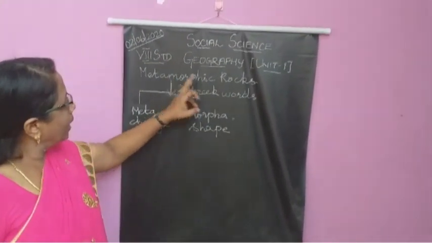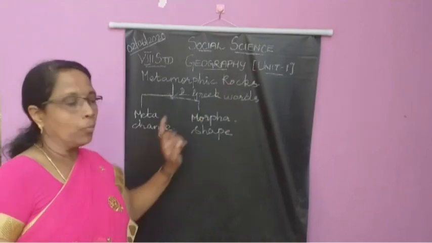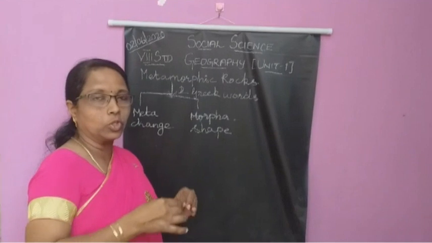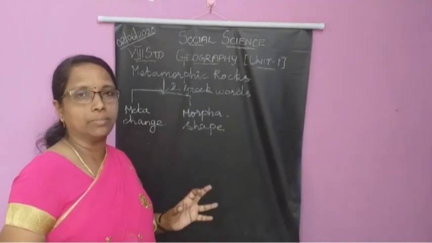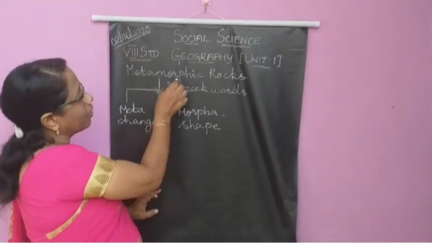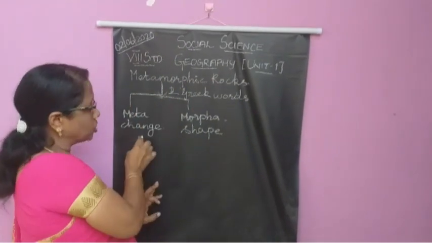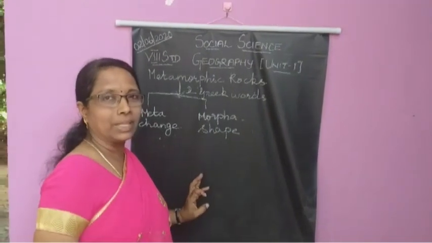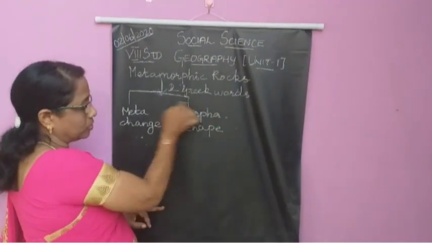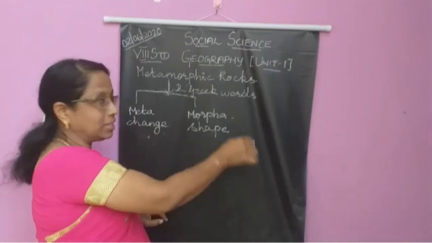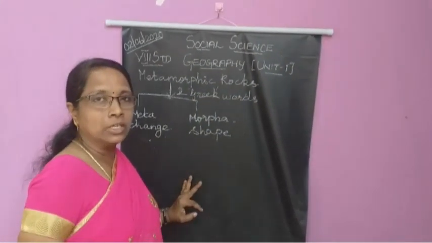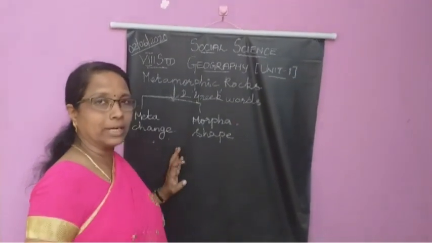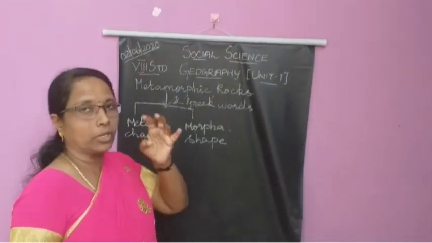Now, how are metamorphic rocks formed? When igneous and sedimentary rocks are subjected to high temperature and pressure, the original rock gets altered to form a new kind of rock. That is called a metamorphic rock. Now you understood the change in shape. Its original shape changes to form a new kind of rock.